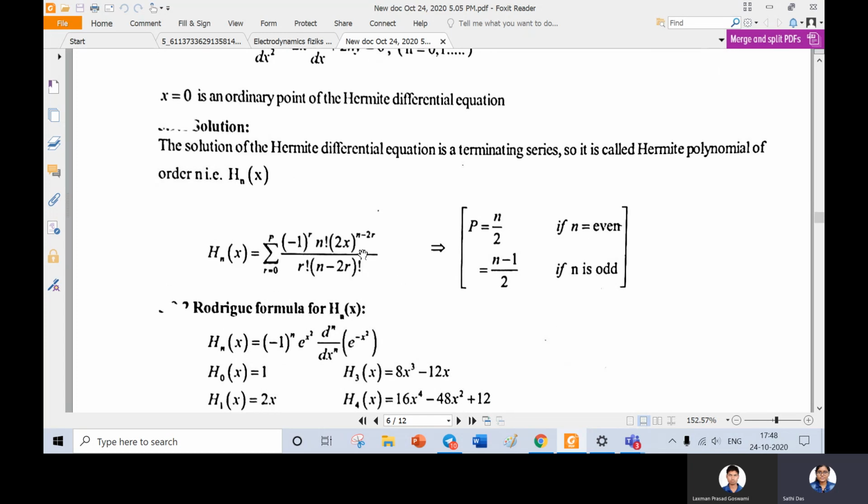And the solution of the Hermite differential equation, if we write this H_n(x), will become the sum over r equals 0 to p, (-1)^r n! (2x)^(n-2r) divided by r! (n-2r)!, where p equals n/2 for n even, and for n odd it will become (n-1)/2.